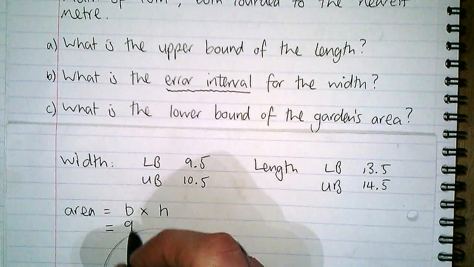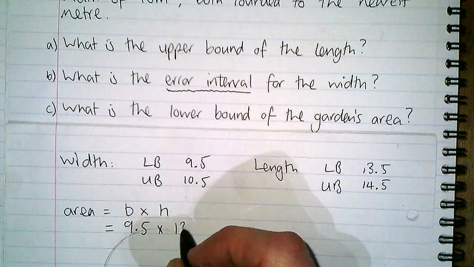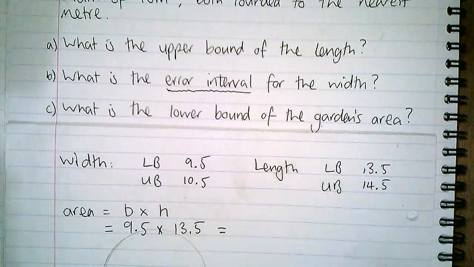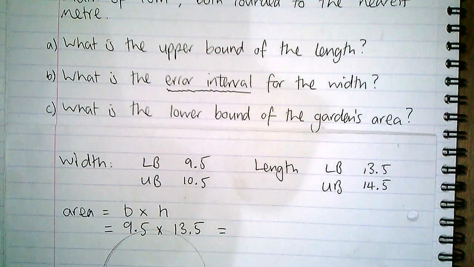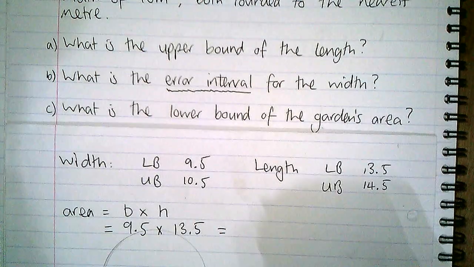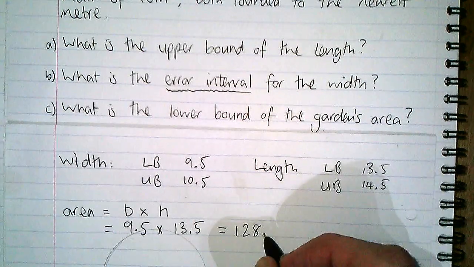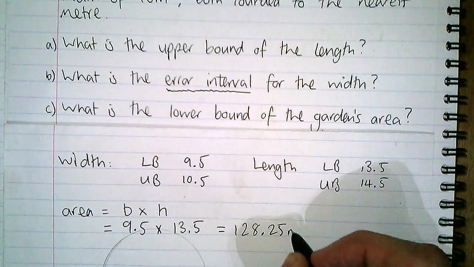So here I want 9.5 multiplied by 13.5, and I can just type that into my trusty calculator. 9.5 times 13.5, and that will give me 128.25 meters squared.